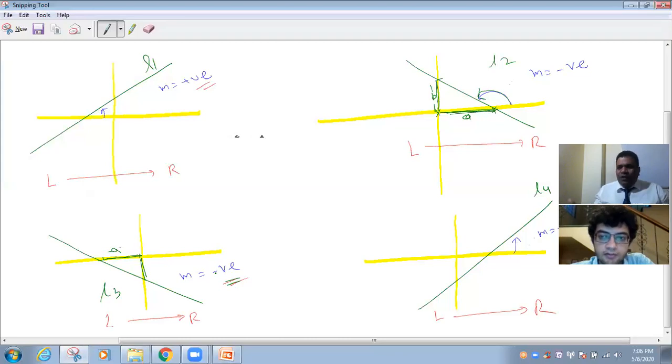maybe both are positive or both are negative. You can see here, both intercepts are positive, so slope is negative. Here both intercepts are negative, so slope is negative. And if the intercepts are of different sign, you can see this is the negative, this is the positive, so slope is positive. This is the negative, this is the positive, so slope is positive. I hope it's clear. Yes, clear.